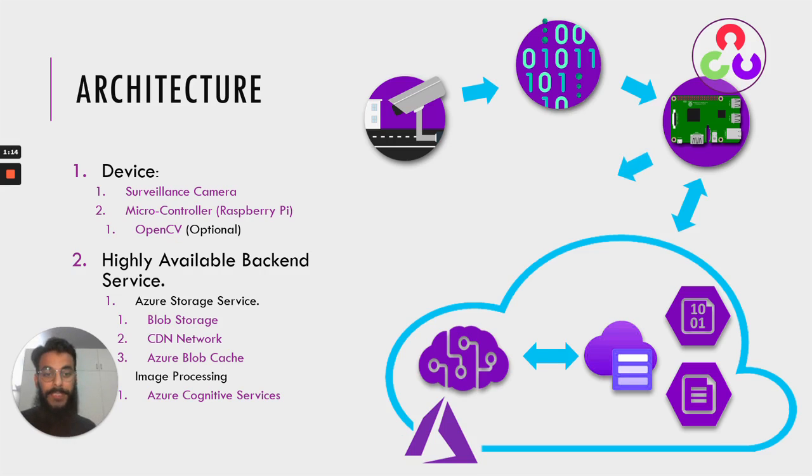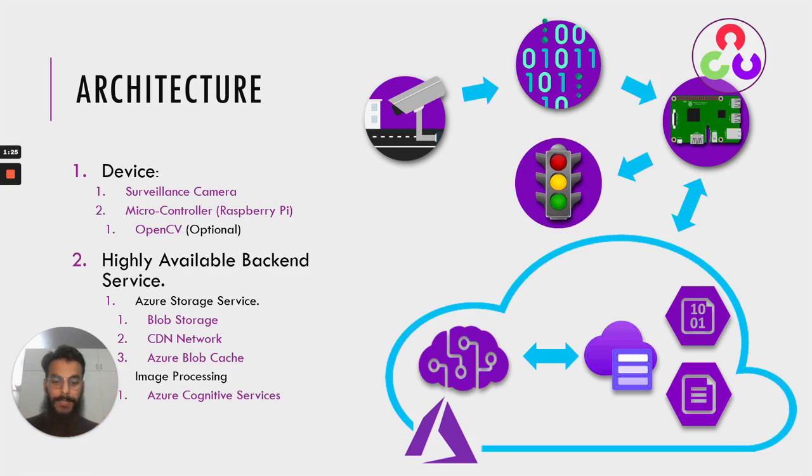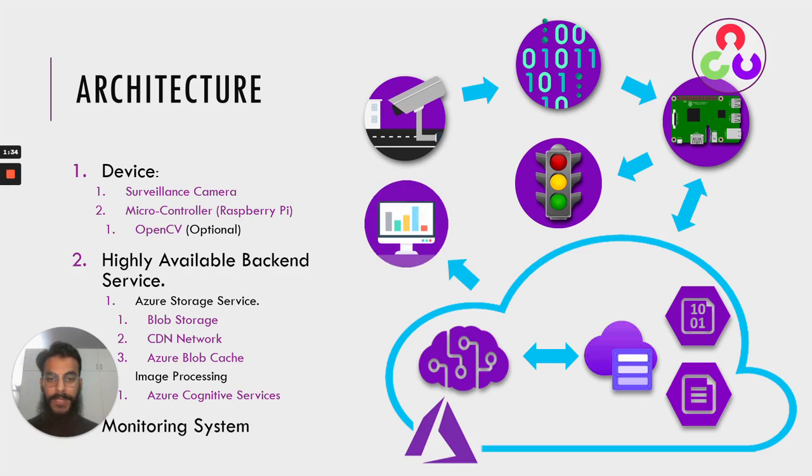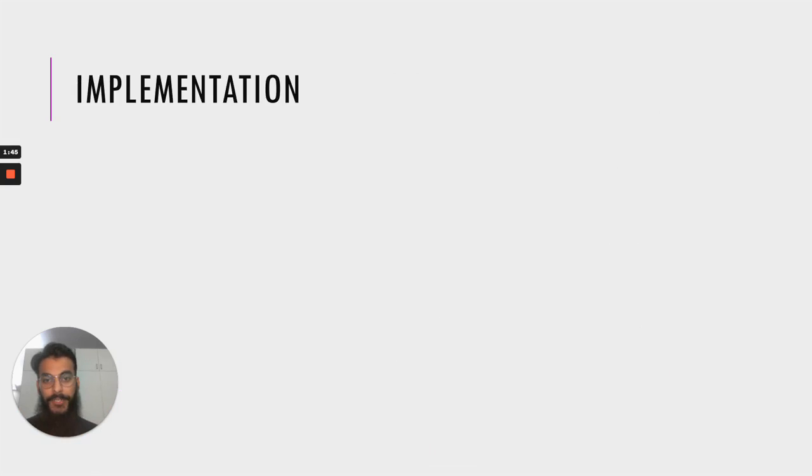Then the server will respond to the microcontroller with how much time you have to allocate, and the traffic signal will show the light according to that time. Also, the server pushes the data towards the traffic monitoring system. In our case, it's UV dot. So let's discuss how I propose my project according to this architecture.